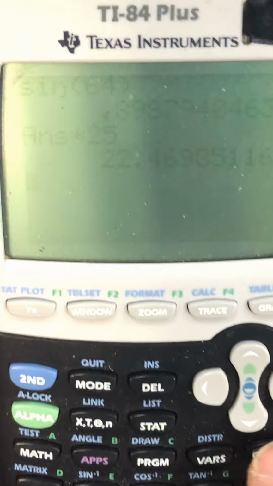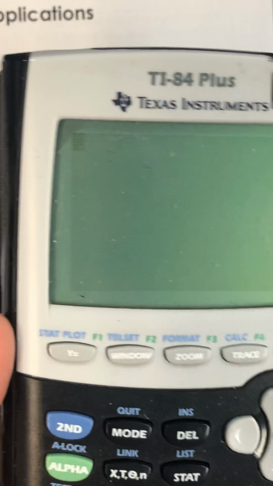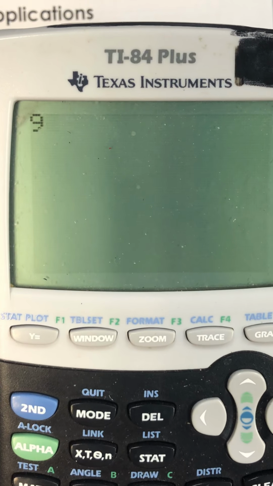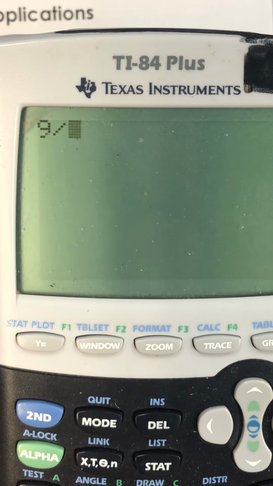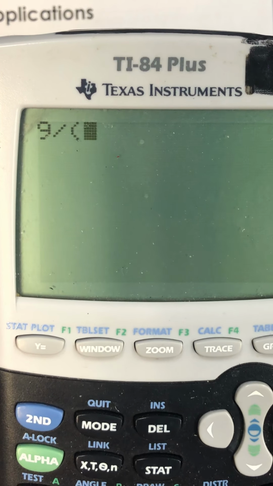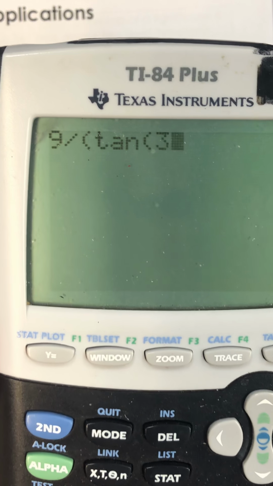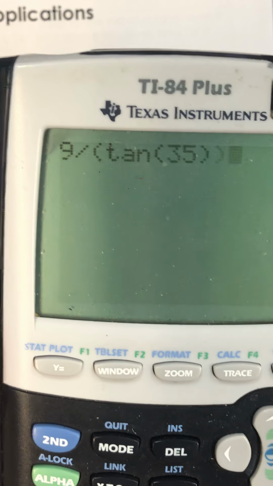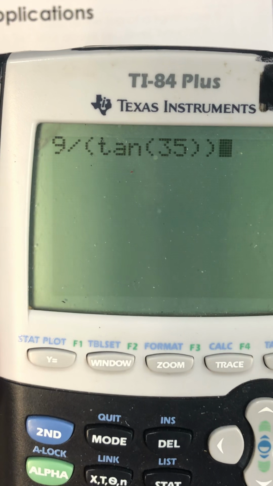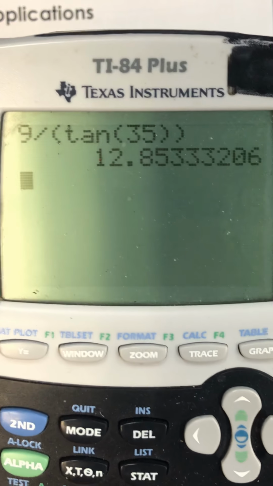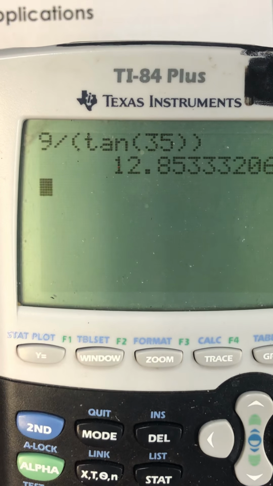So on my calculator, let's see what that looks like. I'm going to go 9 divided by, now make a parenthesis, tangent 35, close the tangent of 35. So now it's 9 divided by that whole group of tangent of 35, and that's going to be 12.85.